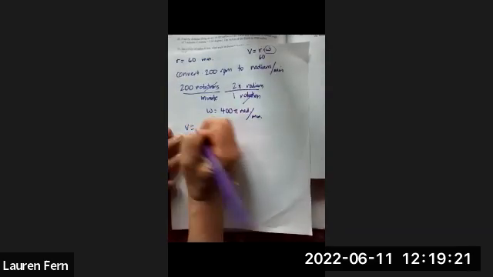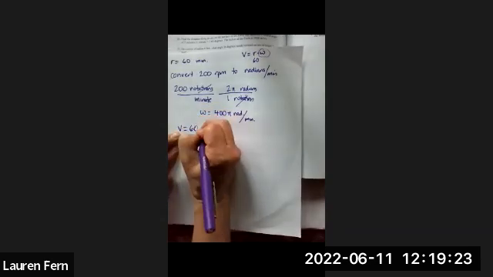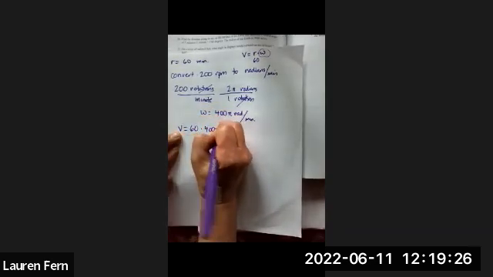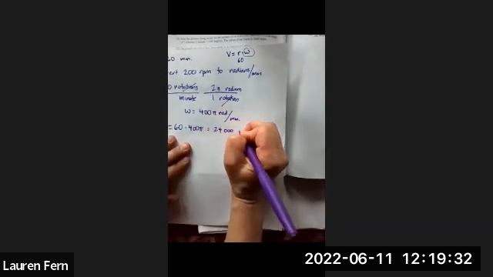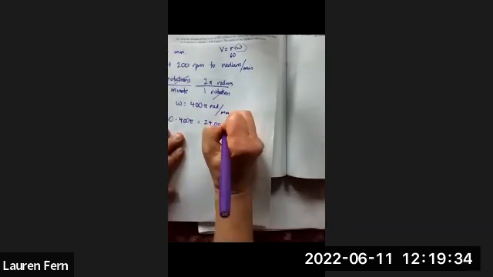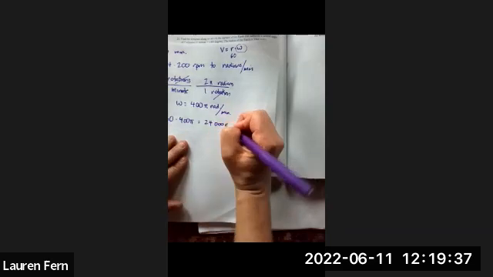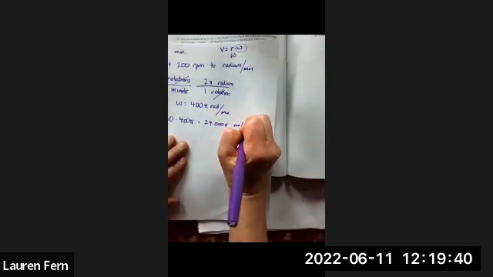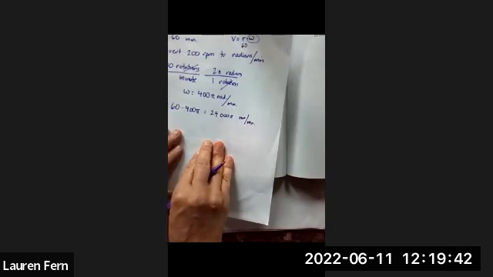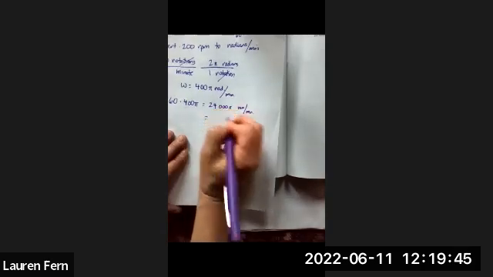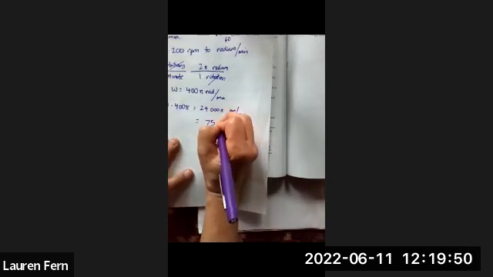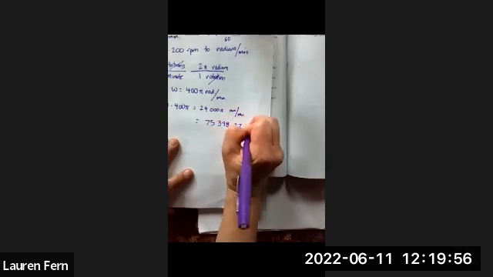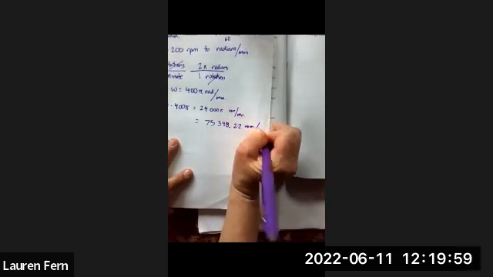So to find our linear speed, we take 60 times 400 pi. In other words, 24,000 pi millimeters per minute. And if you want to get rid of the pi, you can take 24,000 times pi and get 75,398.22 millimeters per minute.